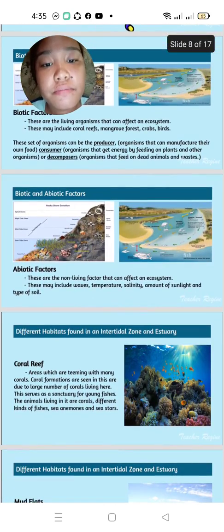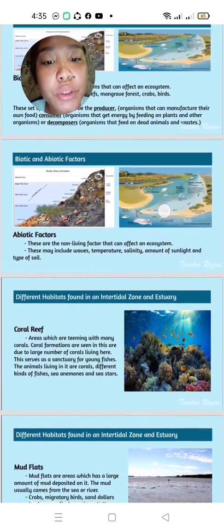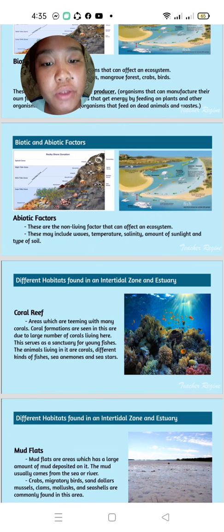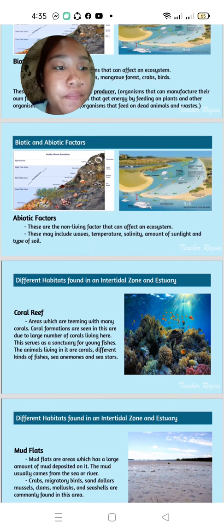Next are the abiotic factors. Abiotic factors are the non-living factors that can affect an ecosystem. This may include the waves, the temperature, salinity, amount of sunlight, and type of soil.